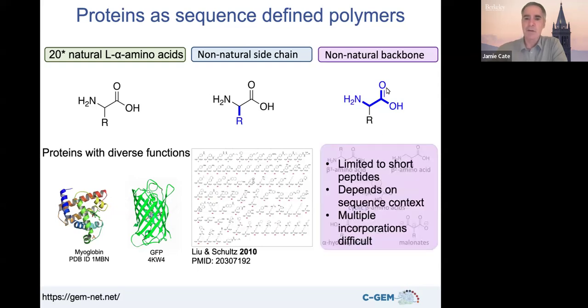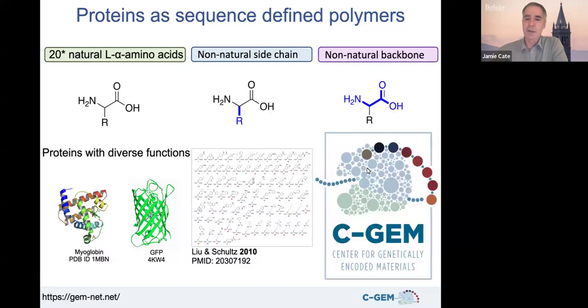The challenge right now is that our ability to use the ribosome to incorporate these is very limited. It's really just short polymers or peptides. It's very dependent on the sequence context. Getting many of these in a polymer is very difficult. And so what we're doing is we're part of a National Science Foundation center called the Center for Genetically Encoded Materials, and the website is in the lower left here. Our goal is to try to make the ribosomal system better for incorporating these non-natural backbone monomers.